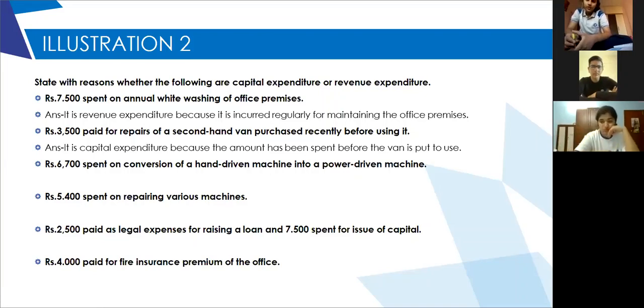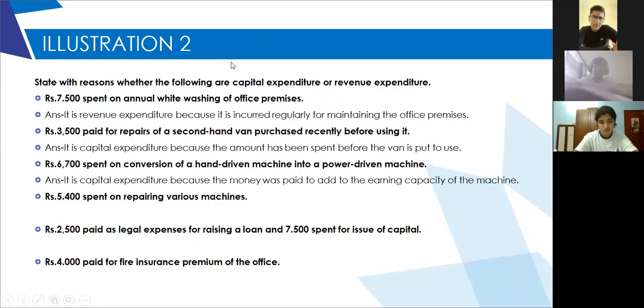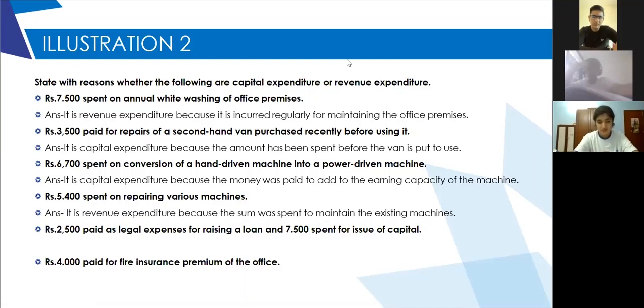Okay. Krishna: 6,700 spent on conversion of a hand-driven machine to a power-driven machine. What will it be? Capital. Excellent. Very, very good. Because it increases the earning capacity of the business. Zara: 5,400 spent on repairing various machines. Ma'am, revenue. Very good, because you are maintaining the different machines.